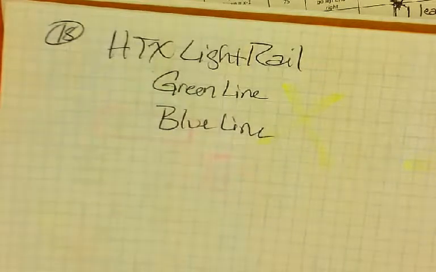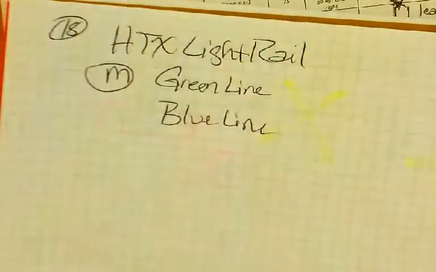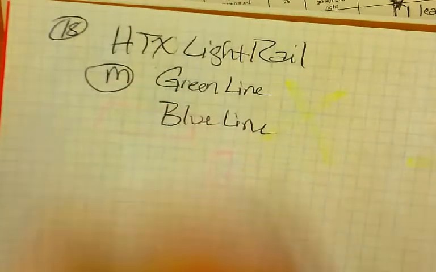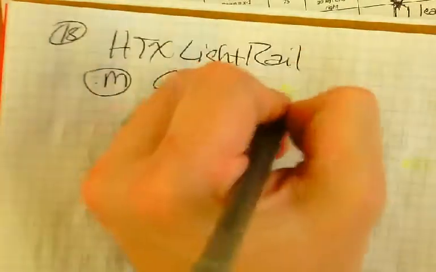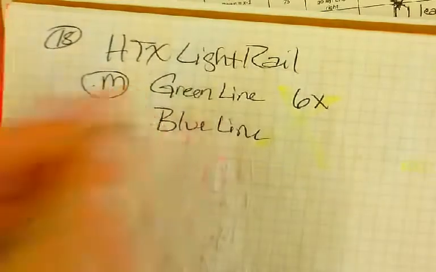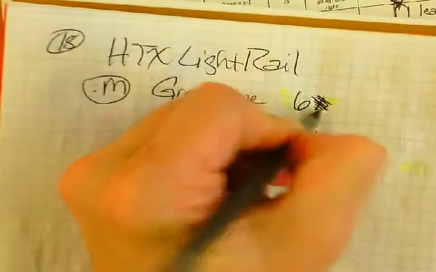All right, guys. Our green line. Basically, this question is going to ask us how long are the green and the blue lines. That's where we're going to come out to. All right. So we're going to say the green line on Monday. As my little light rail driver, I had to drive the green line 6 times. On Monday, we did the green line 6 times, and we did the blue line 5 times.